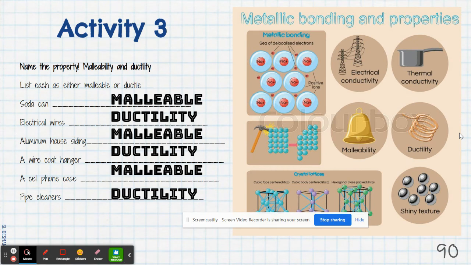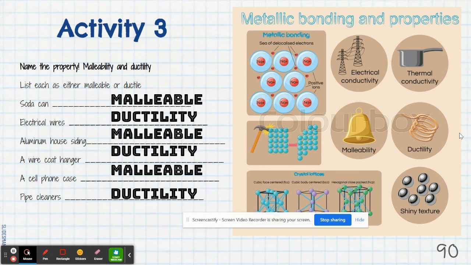Welcome back. Here we've got the different parts due to malleability or ductility. A soda can is because it's malleable. Electrical wires due to ductility. House siding, malleability. A wire coat hanger, ductility. A cell phone case because it's malleable. And pipe cleaners due to ductility.